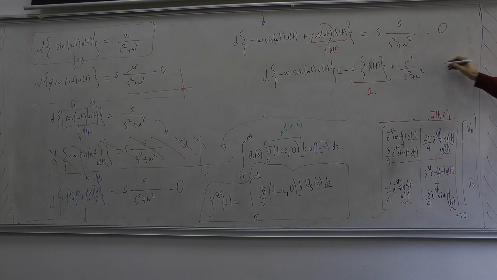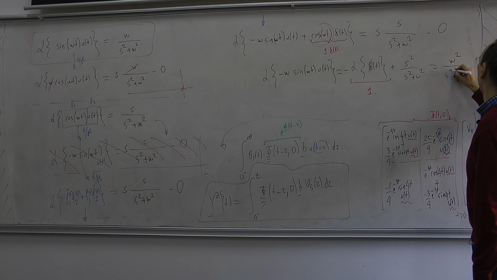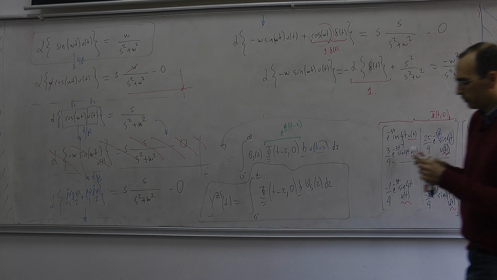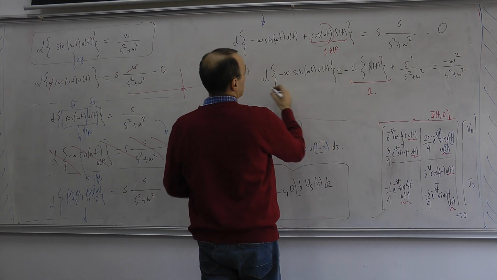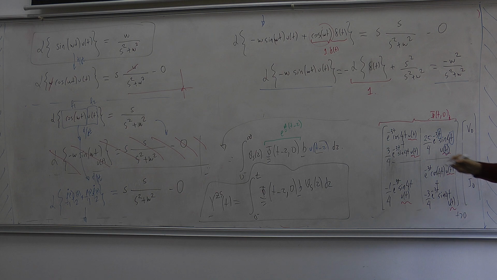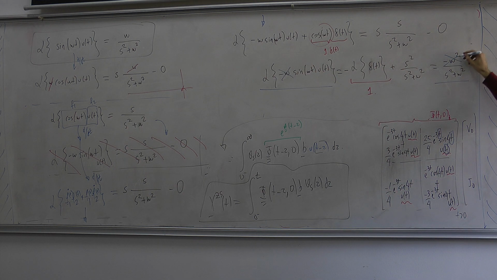Now, if I equate this, I get omega squared over s squared plus omega squared. There's a minus sign also. And now this part is equal to this part, which is indeed the result that I like, because this would be cancelling one of these. So this will be my answer.